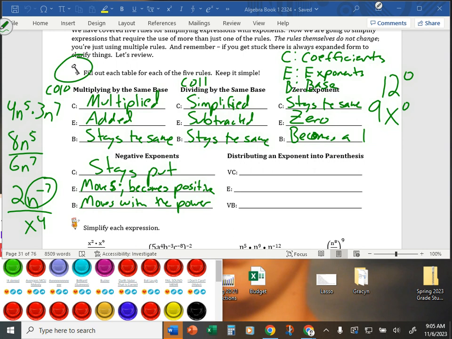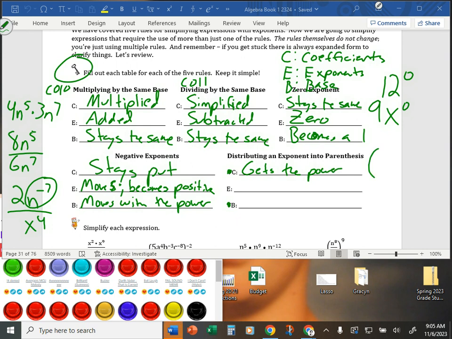And then lastly, CO14, distributing an exponent into parentheses. I've got a V there because this stands for, well, they're all part of the base. I really shouldn't have a V there. I think I should change that. But the coefficient with parentheses, remember, it gets the power. Takes on the power.